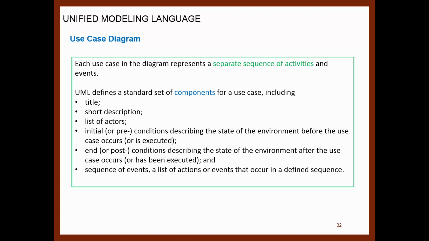Each use case in the diagram represents a separate sequence of activities and events. UML, or Unified Modeling Language, defines a standard set of components for a use case, including the following list: the title, the short description, list of actors, initial or pre-condition describing the state of the environment before the use case occurs or is executed, end or post condition describing the state of the environment after the use case occurs, and the sequence of events, a list of actions or events that occur in a defined sequence.